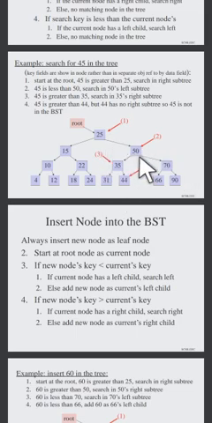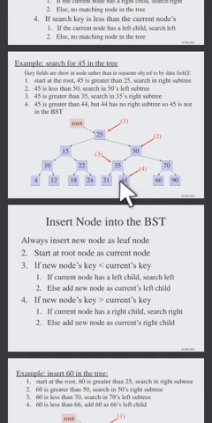So when we move to the right subtree, here 50 is the root node. When we compare 45 with 50, 45 is less than 50, so we have to move to the left subtree. Again we have 35 as a root node, and when we compare 45 with 35, 45 is greater than 35, so we have to move to the right subtree.